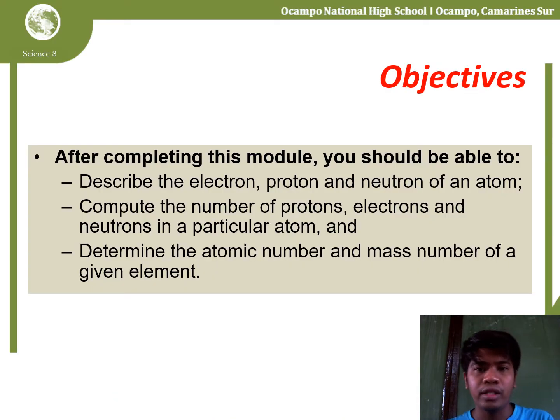Now let us have the objectives of this video lesson. Let me read. After completing this module or your learning activity sheet, you should be able to do the following. Describe the electron, proton, and neutron of an atom. Number 2, compute the number of protons, electrons, and neutrons in a particular atom. And lastly, determine the atomic number and the mass number of a given element. So these are the objectives that we will try to achieve with the help of this video lesson.